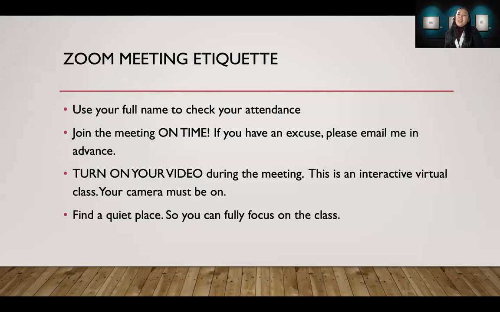So before we see the course outline, let's check the Zoom meeting etiquette first. The first one, when you join the meeting, please use your full name so I can check your attendance. Otherwise, I could miss your attendance. I don't want to do that. And second, please join the meeting on time. If you have an excuse to be late for the meeting, please email me in advance. And third, please turn on your video during the meeting.